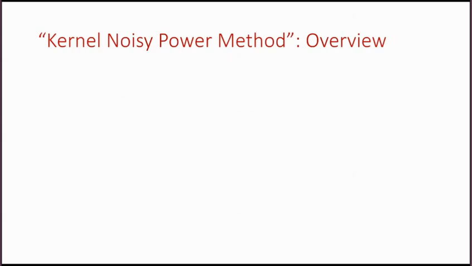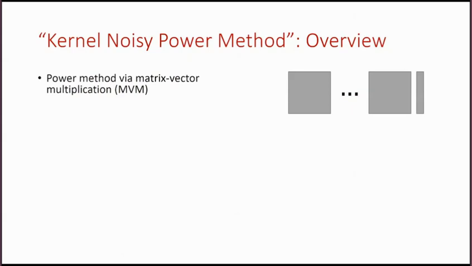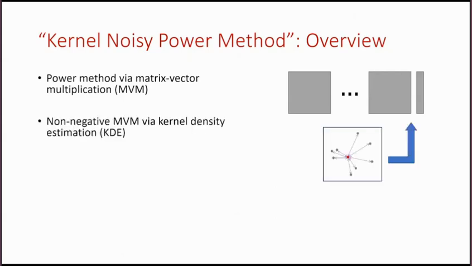Now, let's have a quick overview of our method for the second problem, for the approximation of the top eigenvector and eigenvalue problem. Our method is called the kernel noisy power method, and it works roughly as follows. A convenient way to approximate the top eigenvector of a matrix is by the power method, which is a sequence of matrix vector multiplication operations, or MVMs, starting from some arbitrary or maybe random vector. And if the matrix is a kernel matrix, then each one of those MVM operations can be approximated by a sequence of kernel density estimation operations, or KDE.